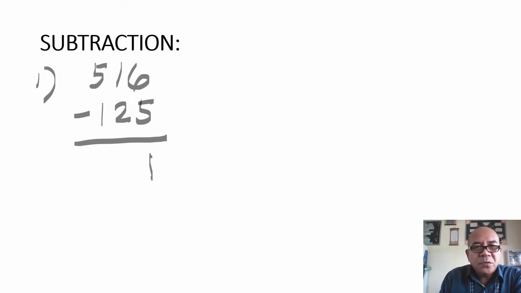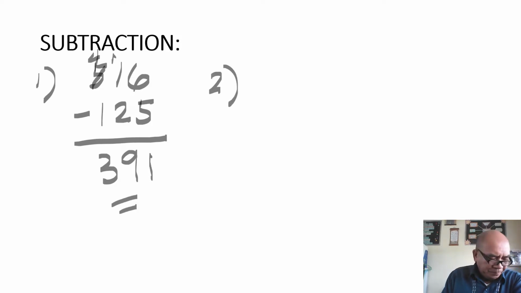1 minus 2 cannot be, so we borrow 1 from 5, at itong 5 ay magiging 4. So, itong 1 naging 11, so 11 minus 2 is 9, at yung 5 naging 4, so 4 minus 1, it's 3, 391. So, ito po yung ating answer.